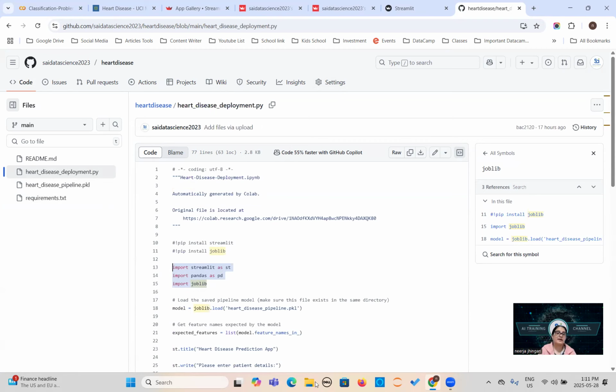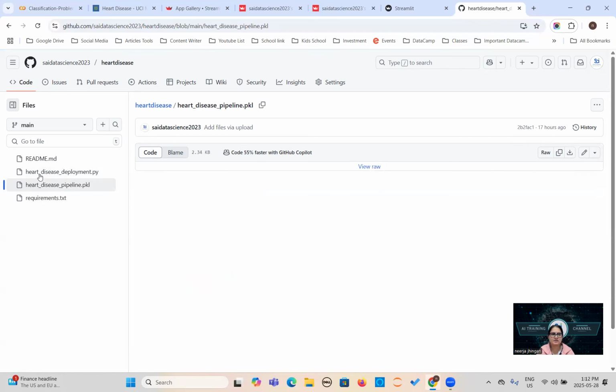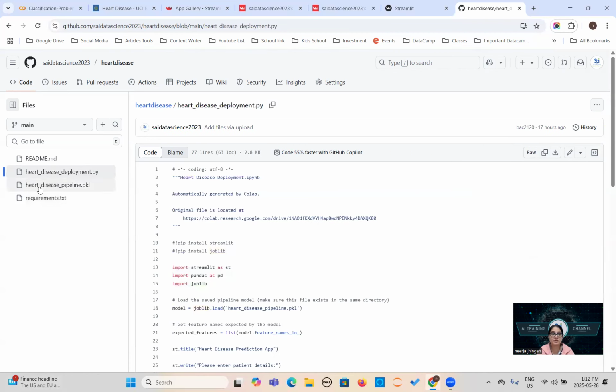Okay, and then that's it. You don't need any extra file. Okay, only two files, this is the one and this is the one. Sorry, I forgot. You also need to upload the model file we saved. Okay, so this is important. So you need three files.